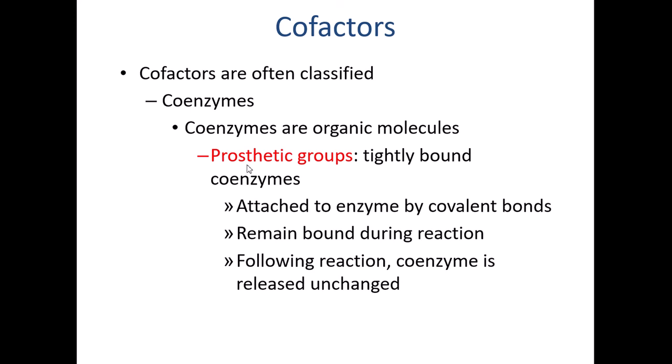A prosthetic group is a coenzyme that is tightly bound to the enzyme. These are attached to the enzyme by covalent bonds, and they remain bound to the enzyme during the chemical reaction. Once the chemical reaction is over, that coenzyme is going to be released unchanged, and it can do it over and over again. So this is what we would call a prosthetic group.